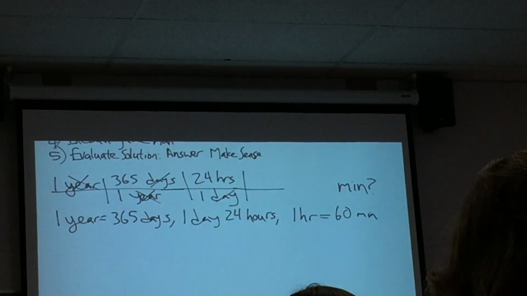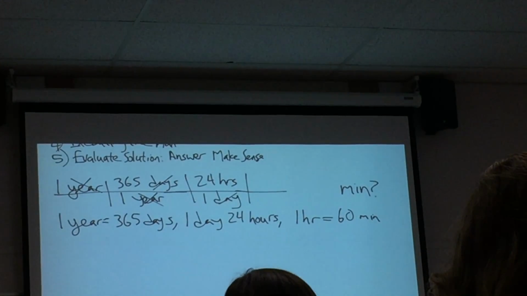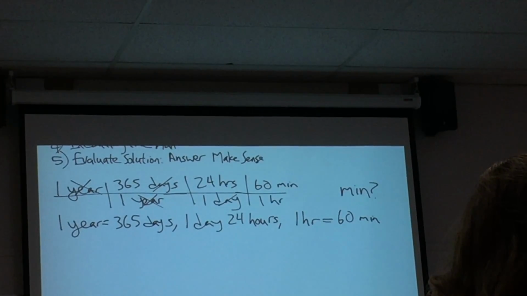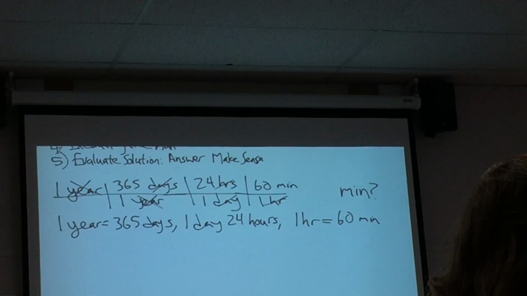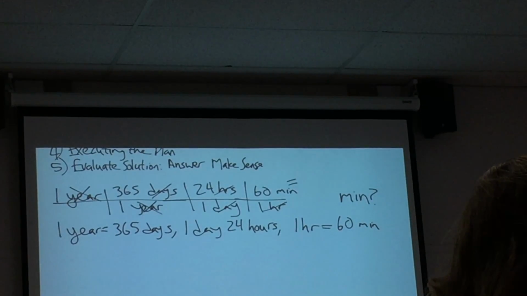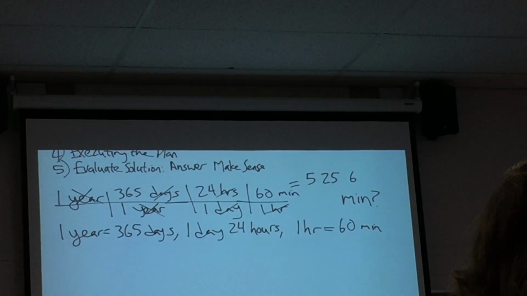Finally, we're going to use our 1 hour to 60 minutes. Which one am I going to put on the top? 60 minutes. We'll put 60 minutes on the top because by putting 1 hour on the bottom, it allows it to cancel. All right. So you multiply this out and you get 525,600 minutes.